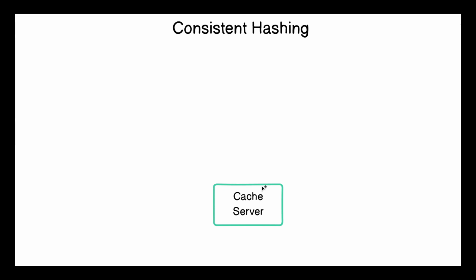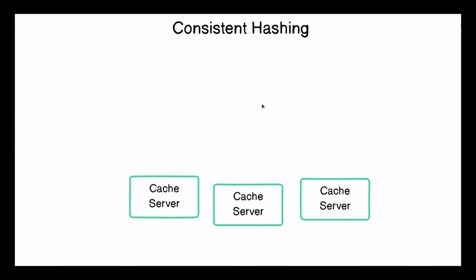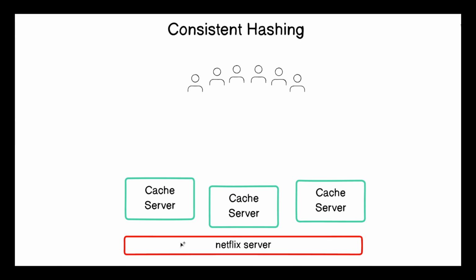Hey guys, in this video, we will discuss how we can horizontally scale the cache servers. Cache servers are designed to store and manage frequently accessed data so that future requests for that data can be served faster. For example, if a new Marvel movie is released on Netflix, then we know that many users will try to watch it. To handle this demand efficiently, Netflix will store this movie in their cache servers, allowing it to be delivered as quickly as possible.